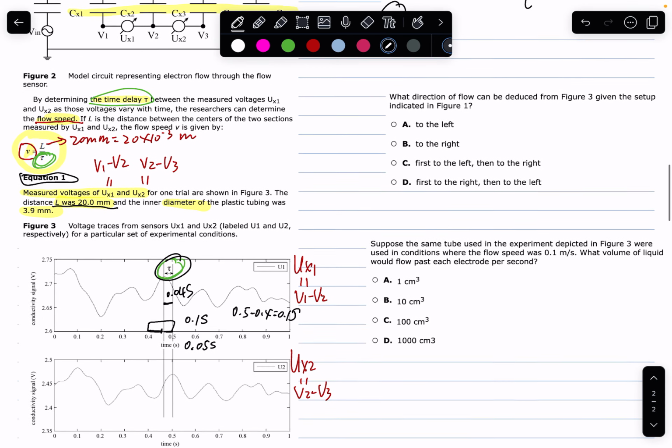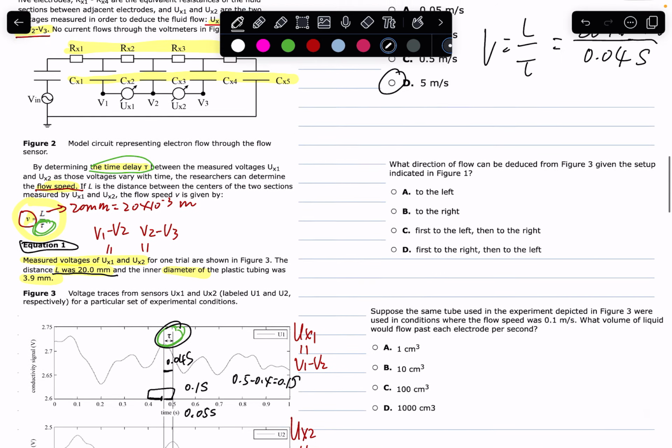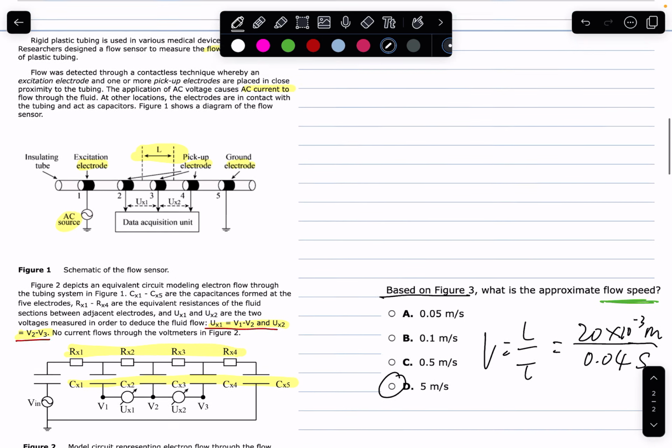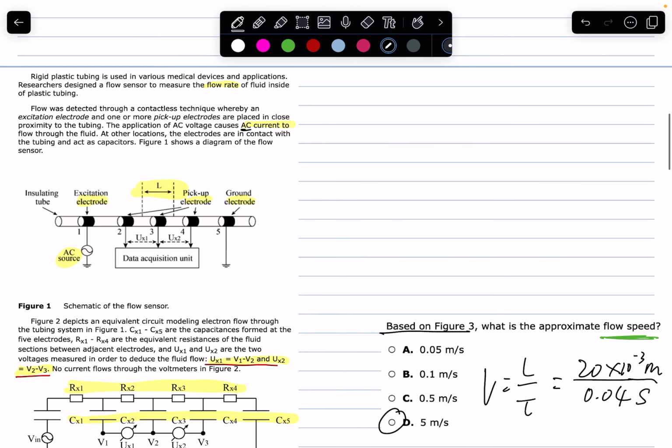Let's move on to the second one. The second one is challenging. It says, what direction of flow can be deduced from figure 3 given the setup indicated in figure 1? So in the setup in figure 1, what is flowing? It's this AC current. It flows through the fluid. So it's current plus fluid, whatever you want to say, but I know that's what's flowing in figure 1.